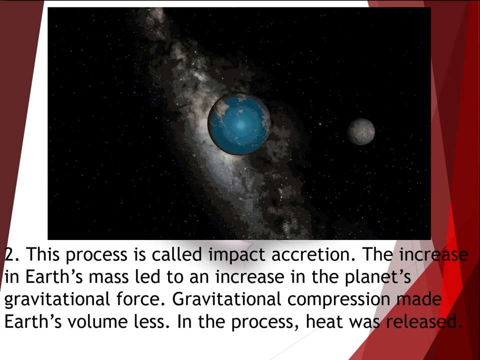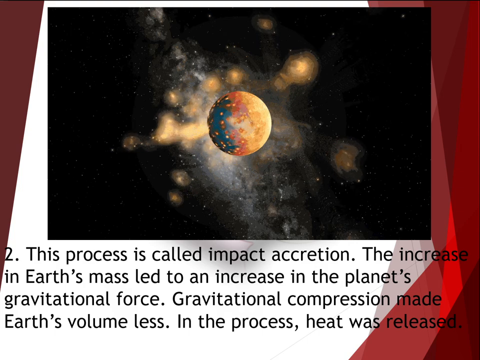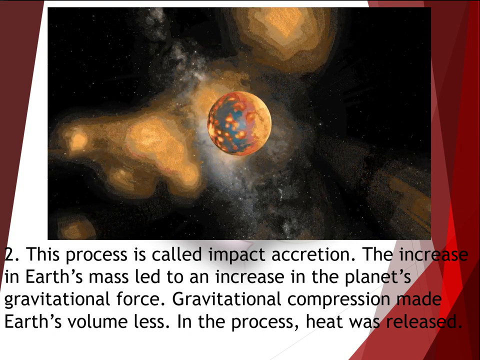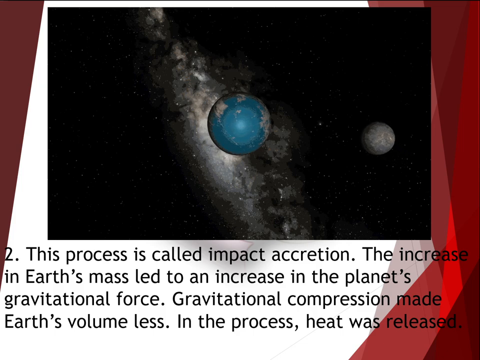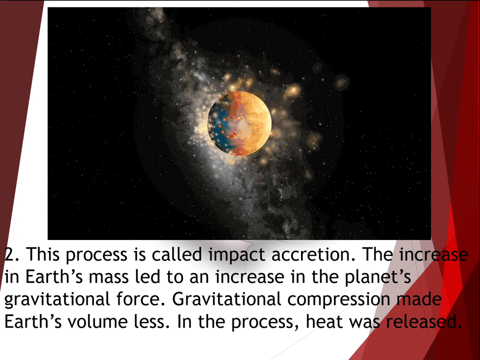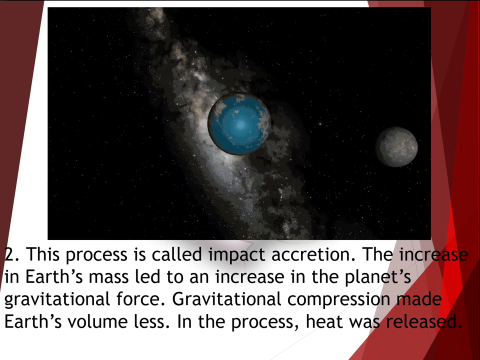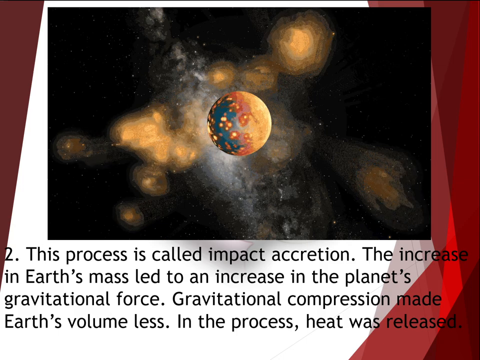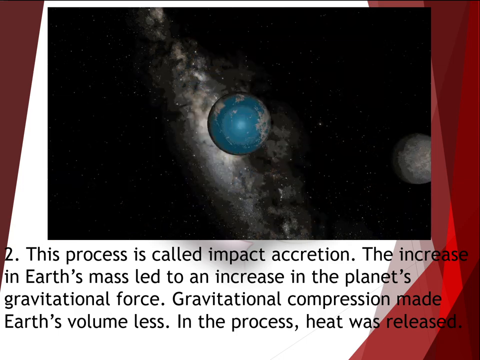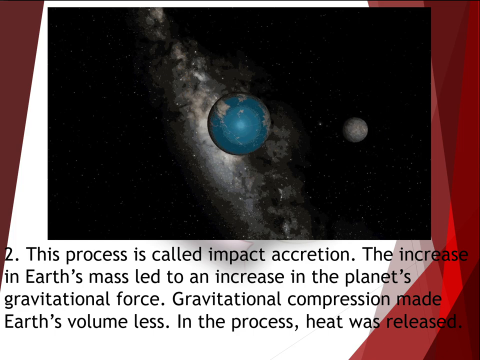Number two, accretion describes the addition of material to the planet from space. Each new addition added mass to the planet, and when bodies from space collided with Earth, they often stuck to each other. This process is called impact accretion, and the increase in Earth's mass led to an increase in the planet's gravitational force. And gravitational compression made Earth's volume less, and in that process, heat was released.